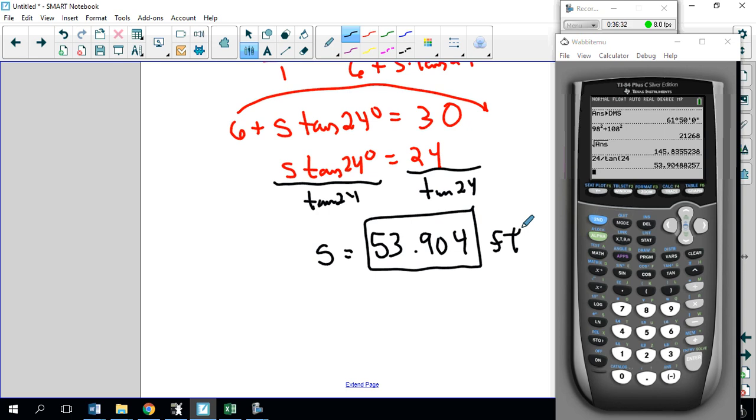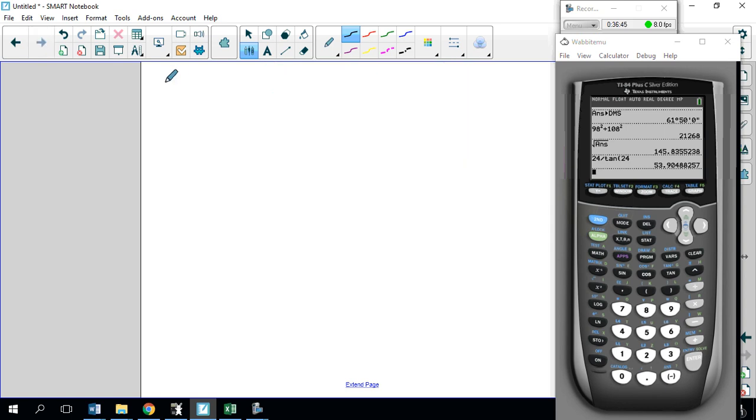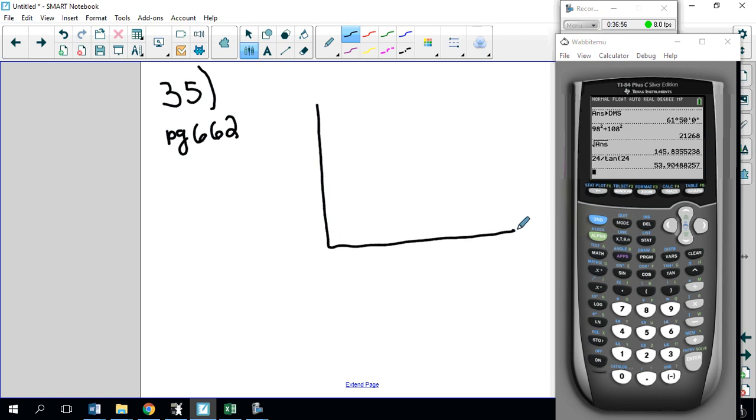I think we'll try one last problem. So there's this problem 35, and I'll work it exact this time from the section, page 662. They even have it all drawn out, but they got this camera, and they use the word angle of depression. Find the angle of depression. This is the angle of depression.